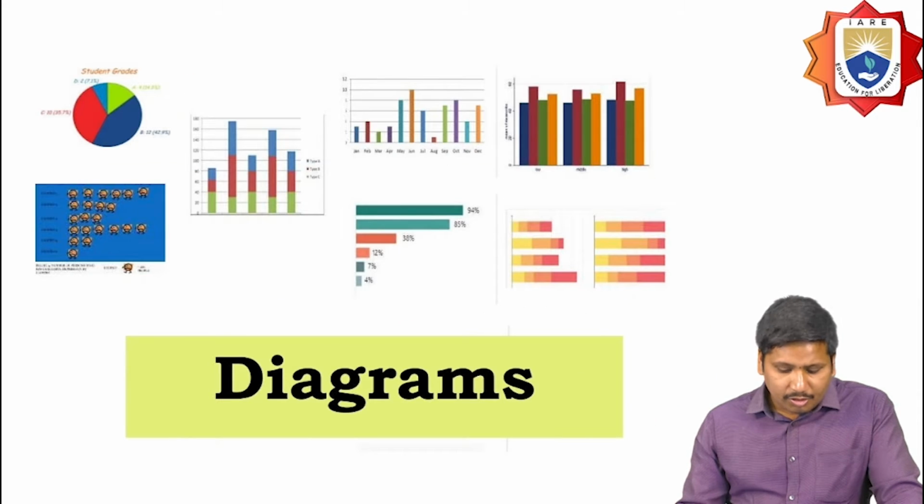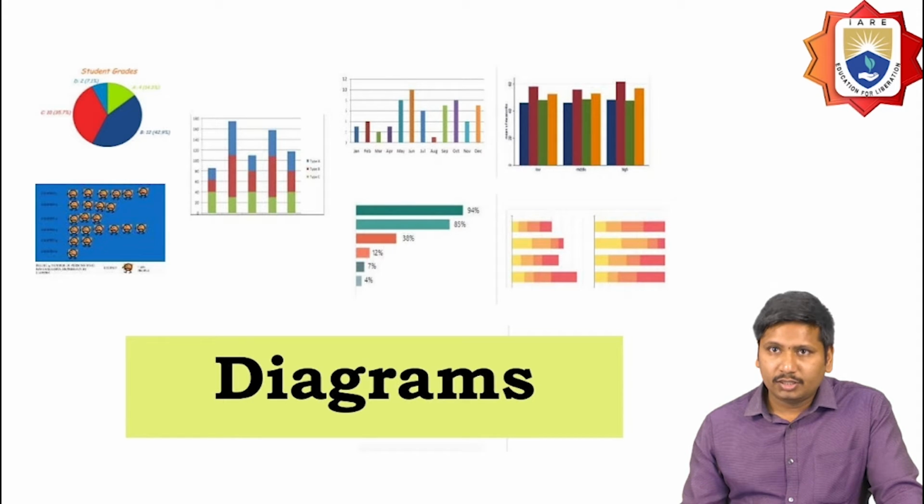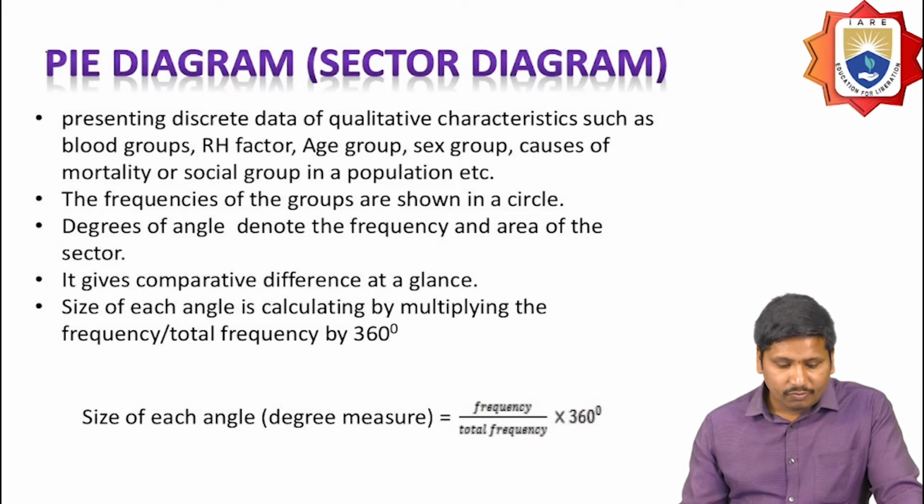Diagrams are of different types: the bar diagram, pie diagram, and line diagram. The bar diagram is again classified into different types, like simple bar, composite bar, and multiple bar. The first one is the pie diagram, which can also be called a sector diagram.